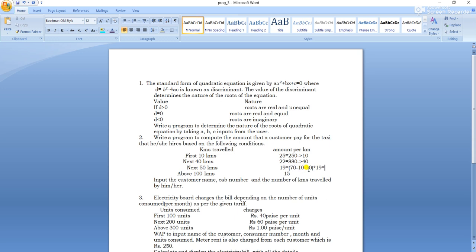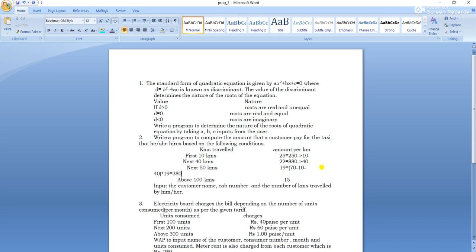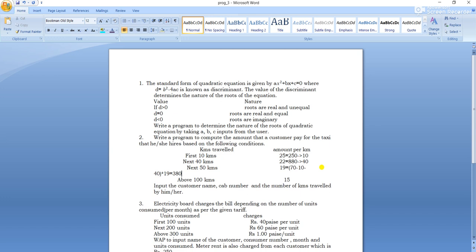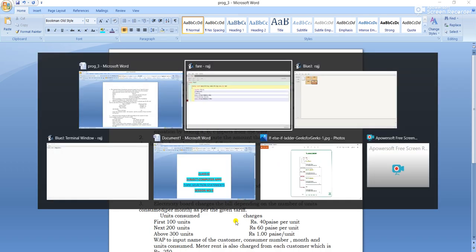Why? Because minus 10 minus 40 becomes minus 50. 70 minus 50 becomes 20. So 20 into 19 becomes 380. Yeah, 380. This is the way to calculate for the next 50 kilometers. That is what I am going to do.